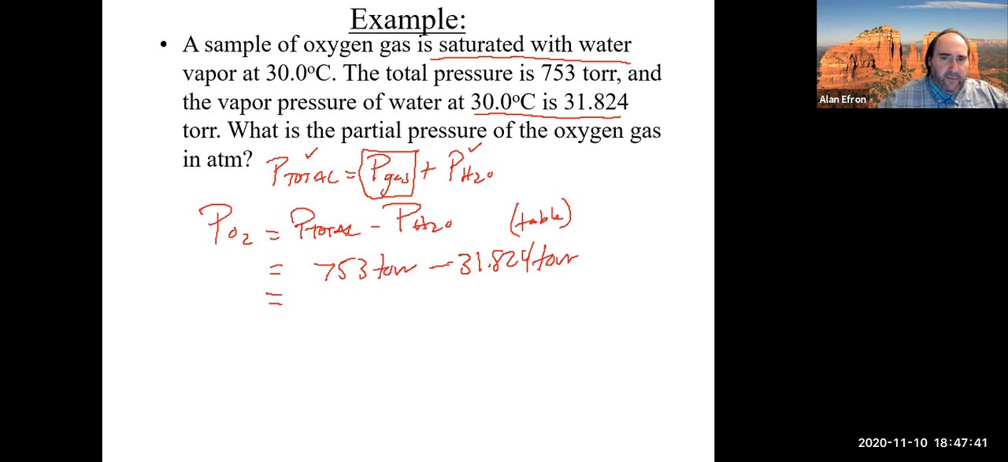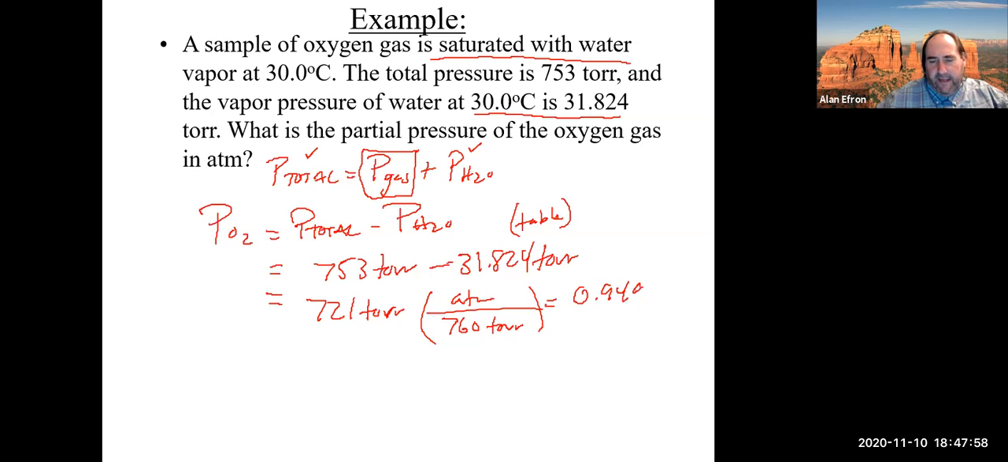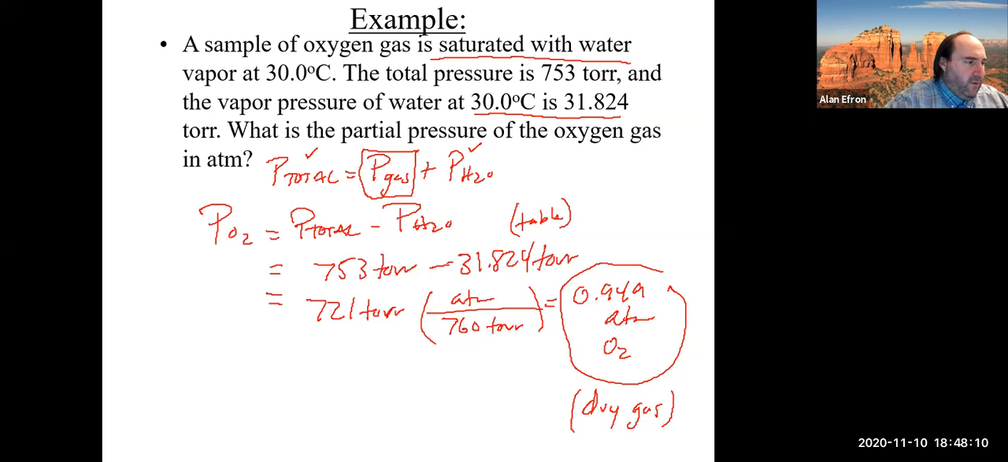And if we do that, we end up with something like 721 torr, we will call it. We do want it in atmospheres, so we would divide this by 760. And that would get us something like 0.949 atmospheres of O2. And again, that would represent the pressure of, sometimes referred to, the dry gas, because we got rid of water's contribution. Any questions on any of those steps there?